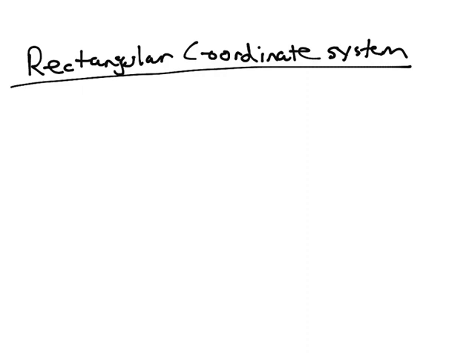Alright, in this lesson we're going to look at the rectangular coordinate system. It is a way to look at two-dimensional space.